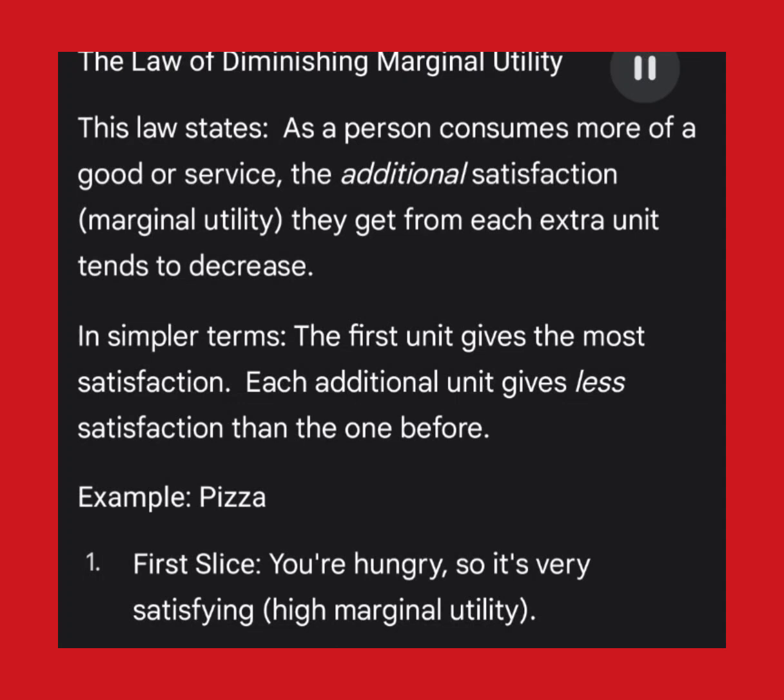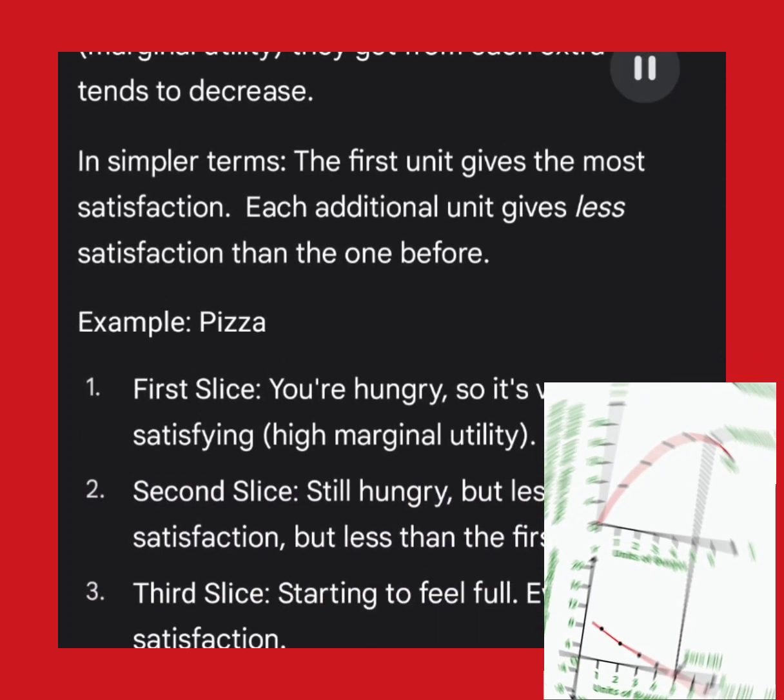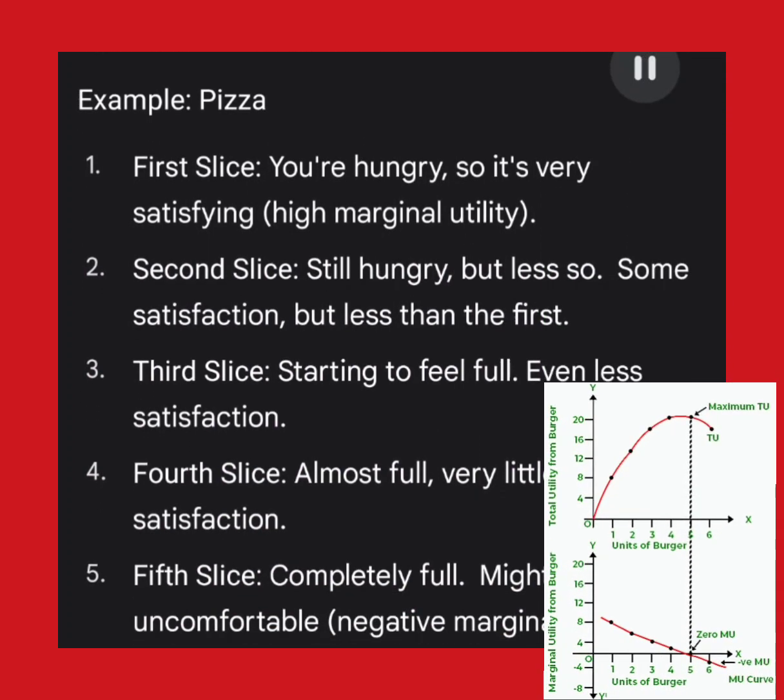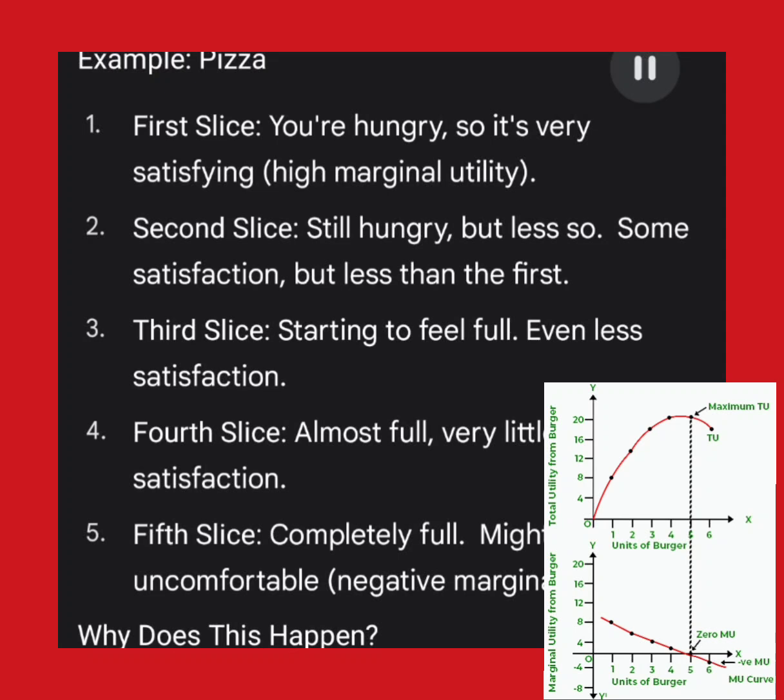Example: pizza. 1. First slice. You're hungry, so it's very satisfying. High marginal utility. 2. Second slice. Still hungry, but less so. Some satisfaction, but less than the first. 3. Third slice. Starting to feel full.